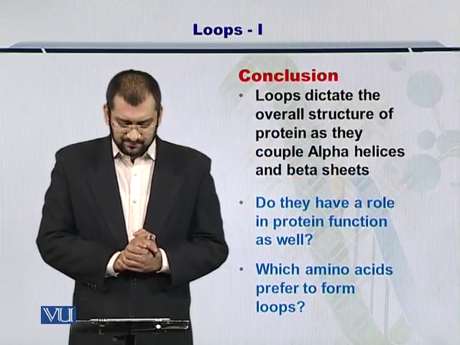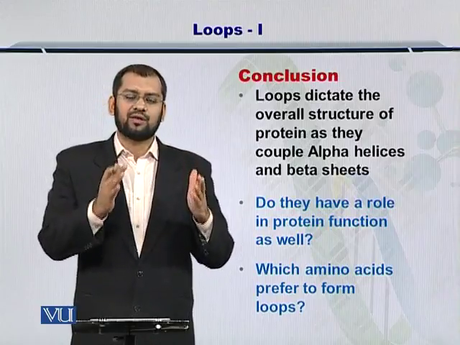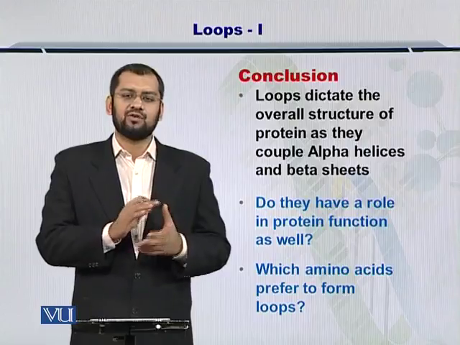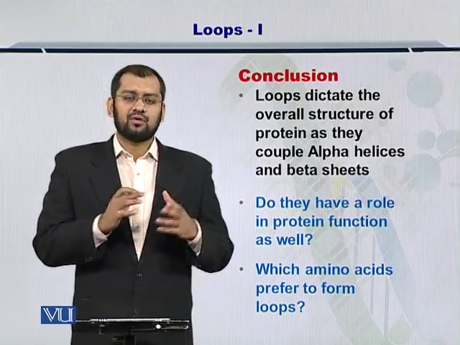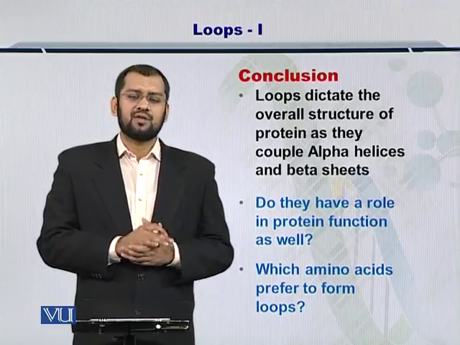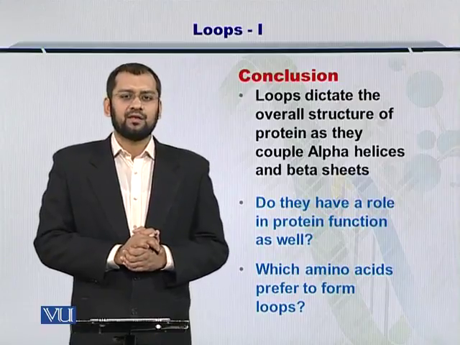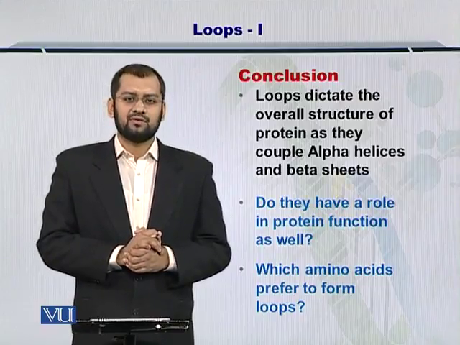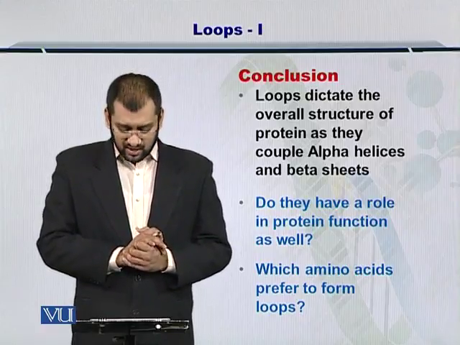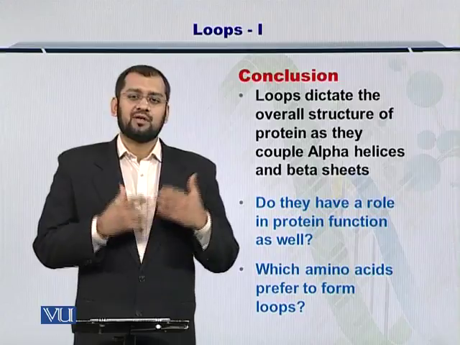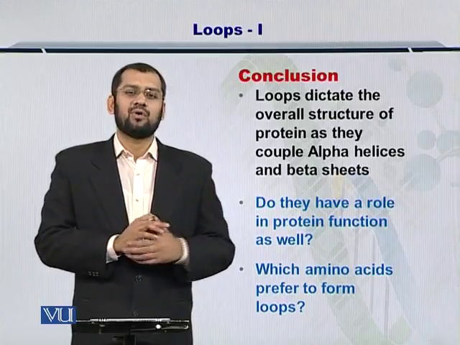So in conclusion, the loops dictate the overall structure of the protein by bringing together alpha helices and beta sheets in various conformations, and they have a lot of 3D interactions, and therefore they are there on the surface of the protein. Now what we need to understand is whether these loops have a role in protein function and which amino acids are involved in the formation of loops instead of the alpha helices or beta sheets.